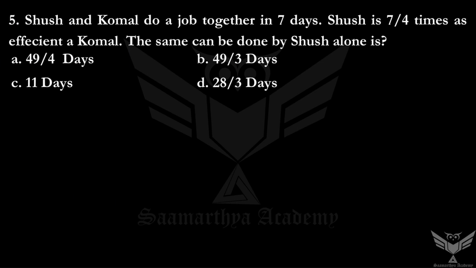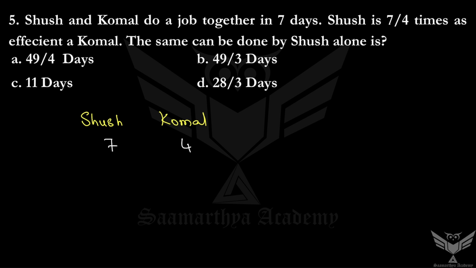Sush and Komal do a job together in 7 days. Sush is 7 by 4 times as efficient as Komal. The same can be done by Sush alone in how many days? Now, there are two people. One is Sush, one is Komal. What is their efficiency? Sush is 7 by 4 times as efficient as Komal. From that, we can write the ratio as 7 and 4.